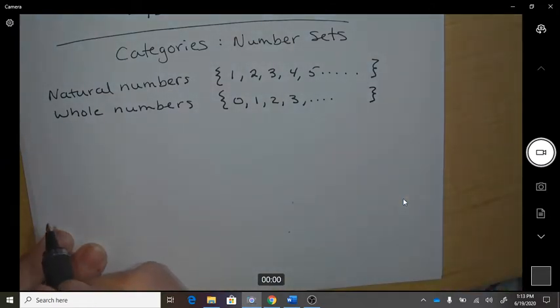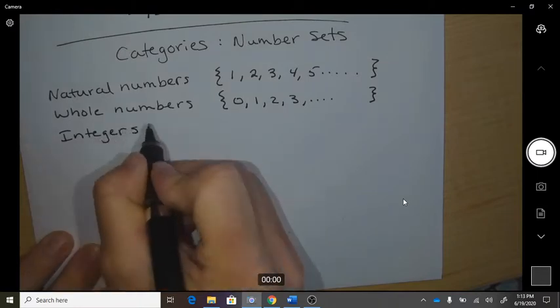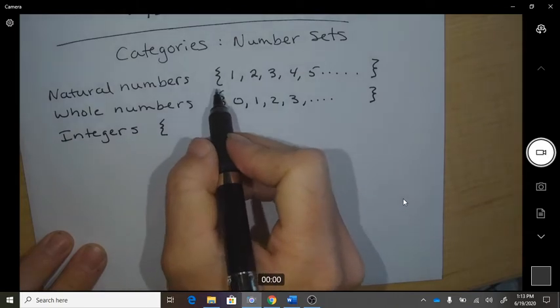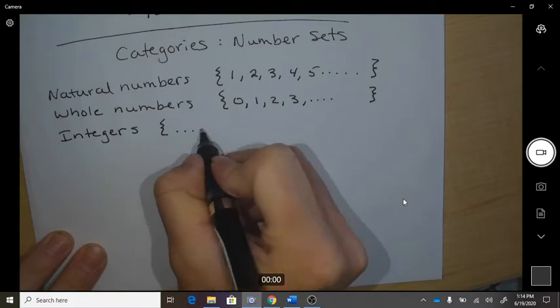Then the next would be integers. So integers include all the whole numbers, which includes all the natural numbers. But now, in addition to that, you have all the negative numbers.